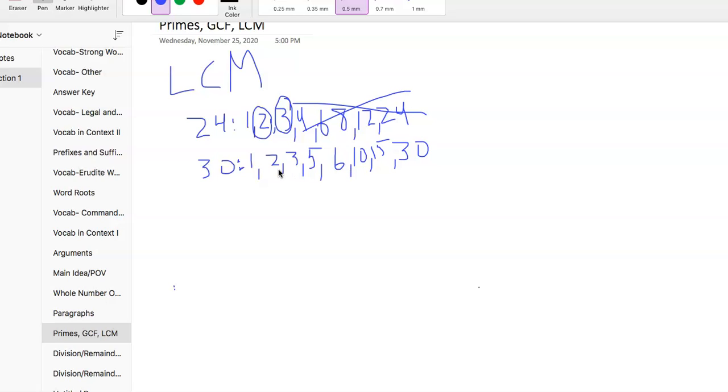Okay, so prime factors here. We got 2, we got 3, we got 5, and then 15 is odd, but doesn't work because 3 times 5 is 15, so 15 is not prime. So we got 2, 3, and 5. So 2 and 3 for 24, 2, 3, and 5 for 30, right? And so all we're going to do is combine all of those and multiply them together.